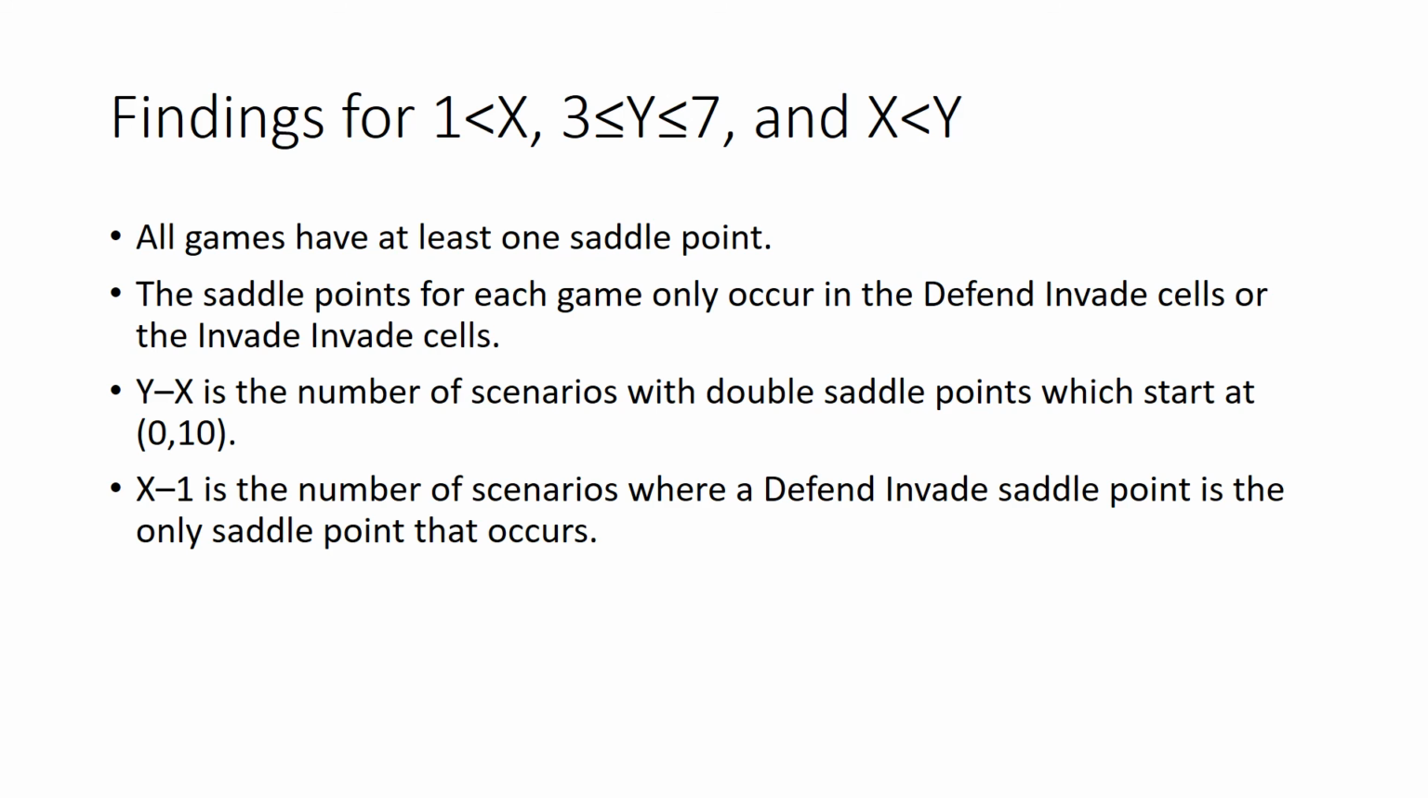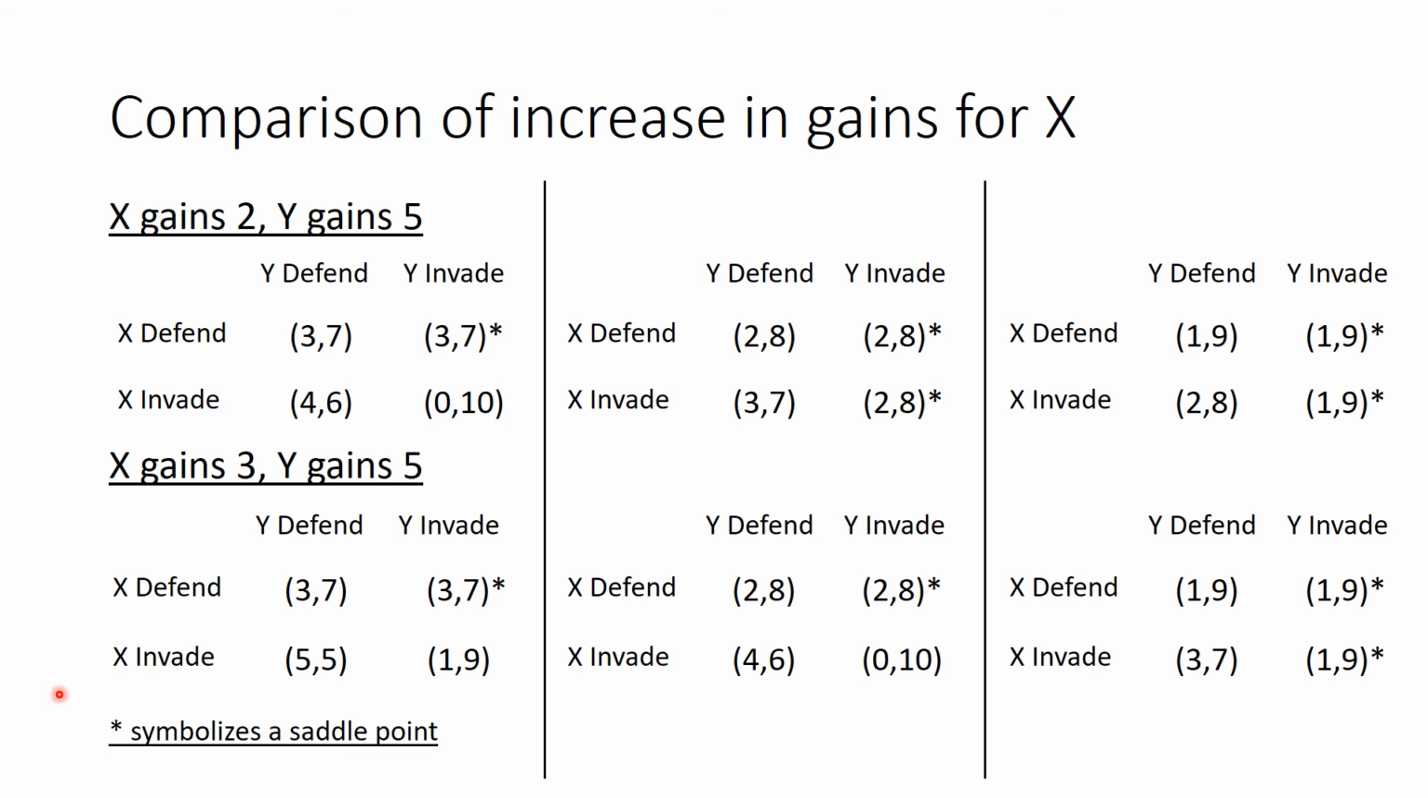As we come back to our findings, number 4, finally, X's gains minus 1 is the number of scenarios where a defend invade SATA point is the only SATA point that occurs. Let's go look. If we look at X's gains of 2, 2 minus 1 is 1, so we should only have one scenario with a defend invade SATA point. Here is a defend invade SATA point, that is 1. Here is a double SATA point, and a double SATA point, and then a double SATA point. So we only have one scenario with defend invade only.